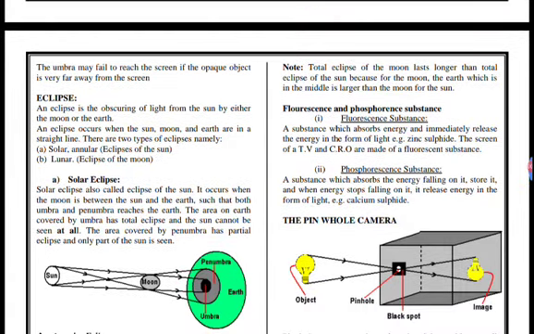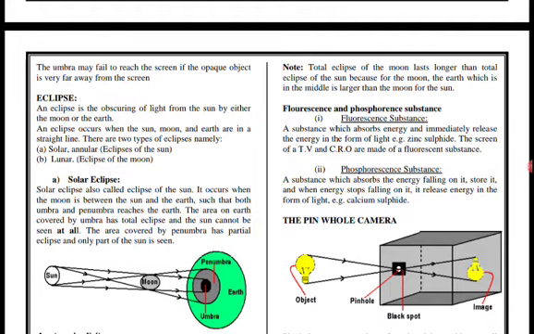Under the solar eclipse, this is when the moon is between the sun and the earth. Here we have total eclipse of the sun, whereby the darkest part reaches the earth, that is the umbra, and then we have a region of partial eclipse, which is the penumbra. That is the solar eclipse.